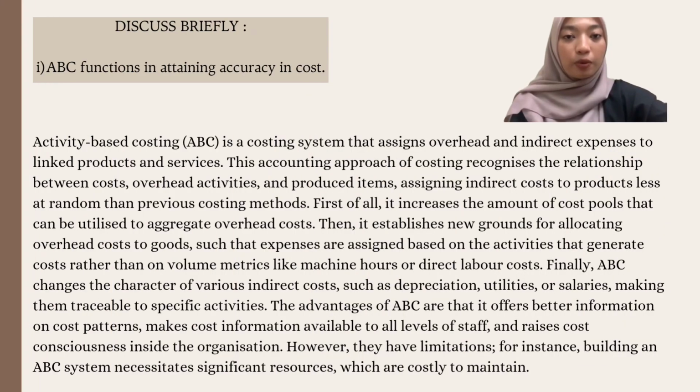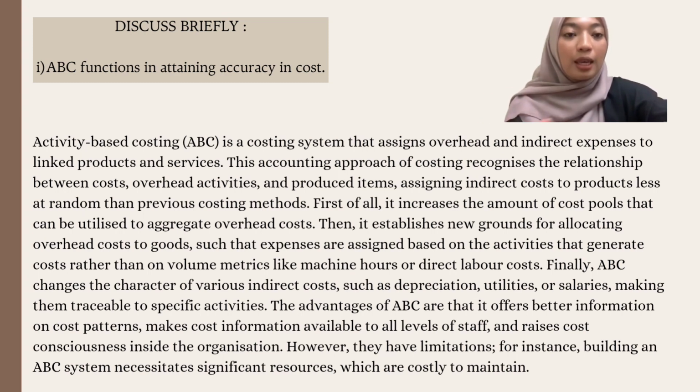Discuss briefly the function of ABC in improving accuracy in cost. Activity-based costing, ABC, is a costing system that assigns overhead and indirect expenses to products and services. This accounting approach of costing recognizes the relationship between cost, overhead activity, and produced items, assigning indirect cost to products less at random than previous costing methods.